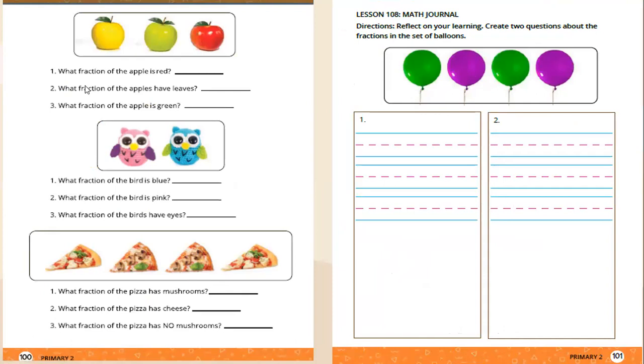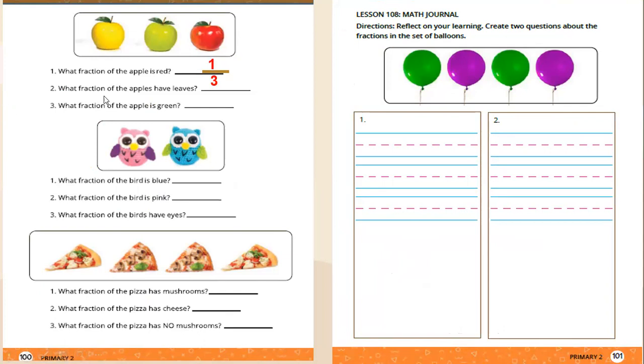The next one, what fraction of the apples are red? How many red apples here? Bravo, 1. We have only 1 red apple out of 3. So our fraction is 1 over 3 or 1/3. Bravo.